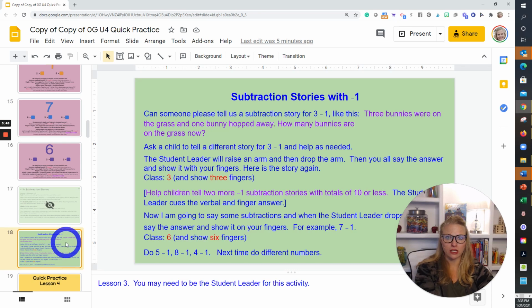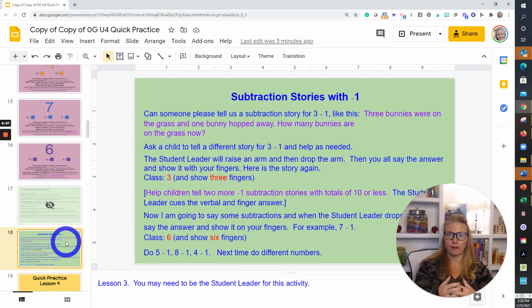At lesson 3, you start telling a subtraction story. There were 3 apples in my basket and then I ate one. So everyone, let's tell the story with our fingers. There were 3 apples in her basket and then she ate one. Boys and girls, ask a question. How many apples are there now? Class, 2. Okay, so that's what we want students to do.